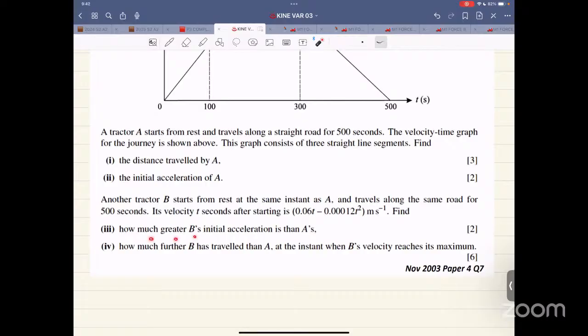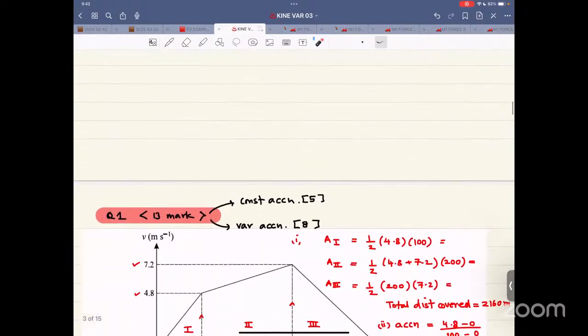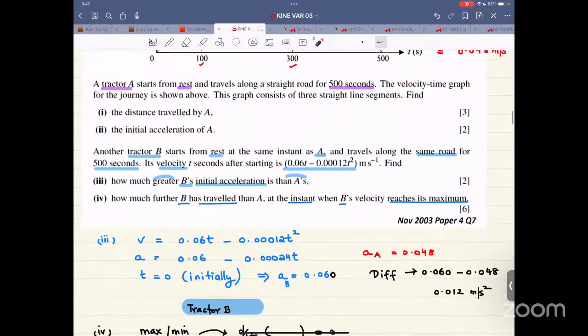How much greater is B's initial acceleration than A's? So the initial acceleration of A, we have it. If I differentiate and plug in t equals 0, that will give me the initial acceleration. Then I'll subtract. That was basic stuff. How much further has B traveled than A at the instant when B's velocity reaches its maximum? For maximum velocity, the derivative of velocity equals 0, so acceleration equals 0, and then we will work it out. Now let's focus on this.